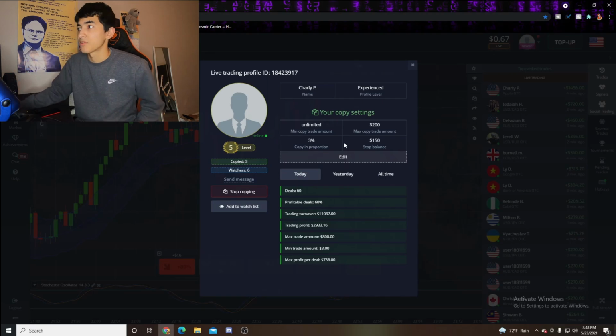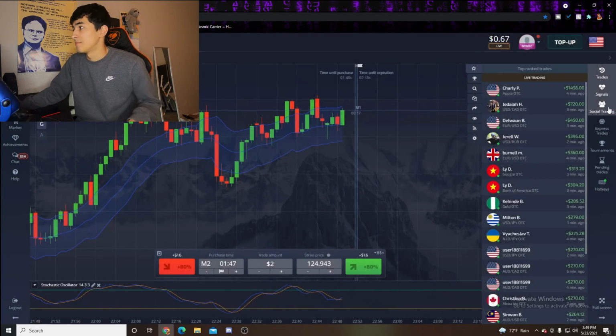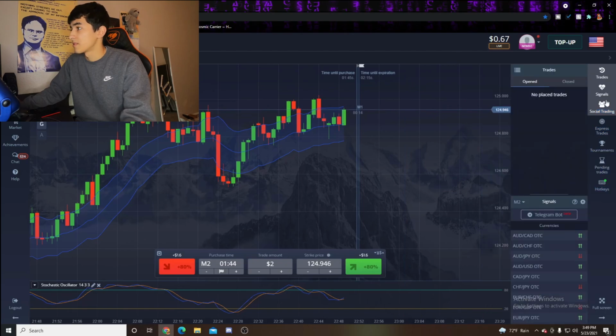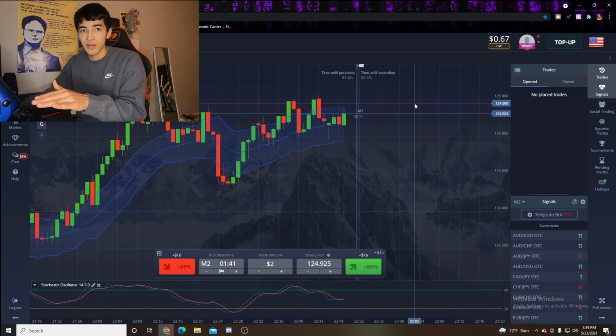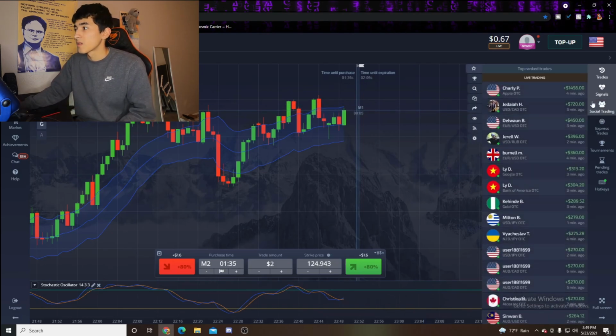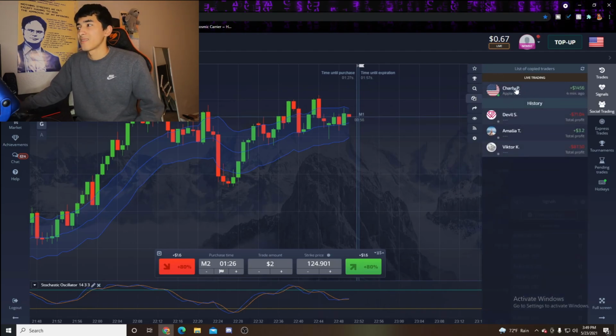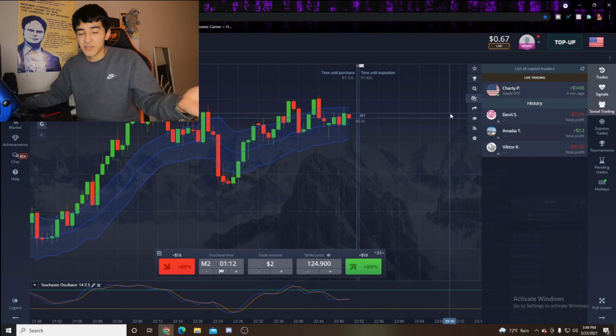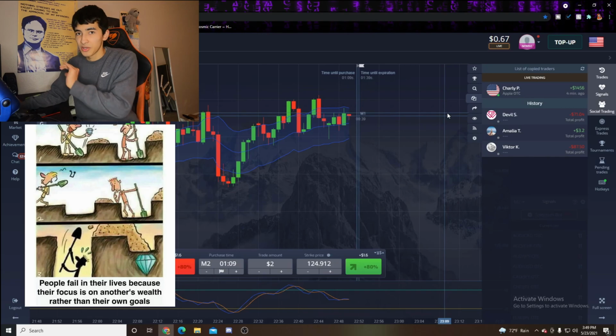If you want to stop copying people's trades, you would load into your screen. This is what your screen would look like when you first load into Pocket Option. What you would need to do is go over here to social trading, press that, go over to this little icon with two papers right there, and then you press it, and you see on the top it says live trading, and this history is people you've copied before. As you can see, I was not successful with Devil S and Victor. Just be careful who you copy. Don't base your success off of other people's success.